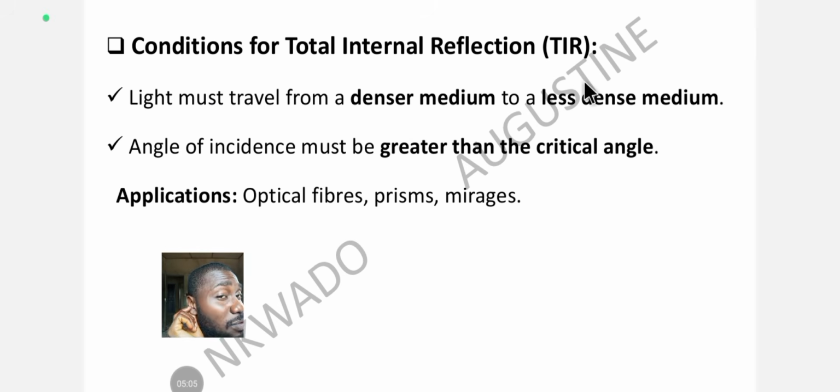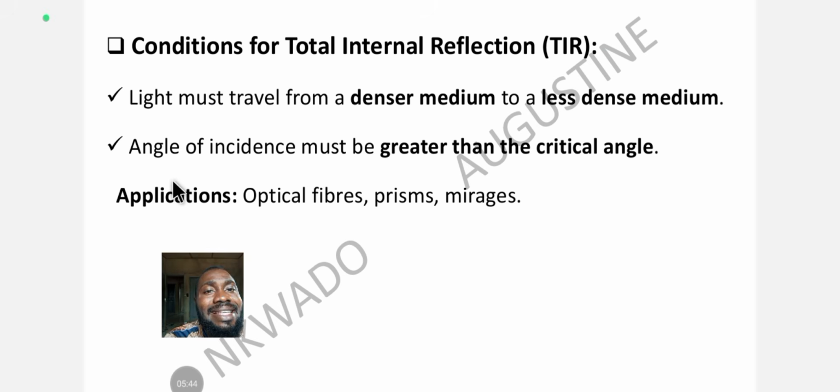It is like the reverse of the normal law of refraction, where incident light enters from the less dense medium into the denser medium. But here, the light ray must travel from the denser medium to the less dense medium. It's like a light ray passing inside water and bouncing off into the air. The water is the denser medium, and the air is the less dense medium.